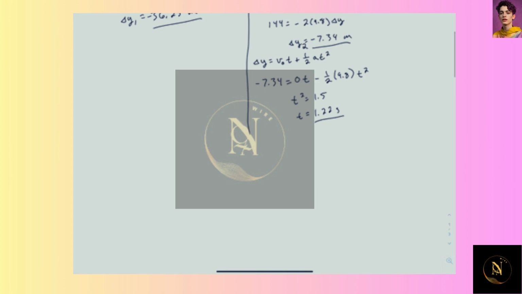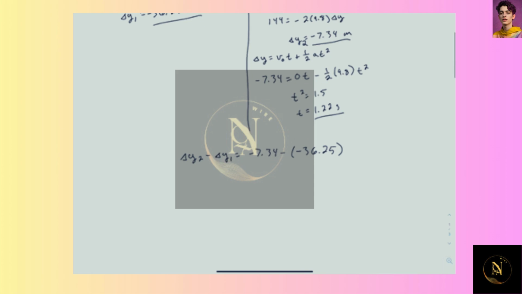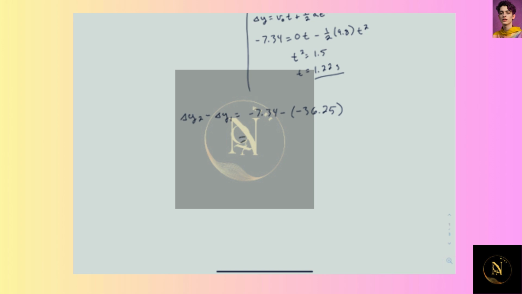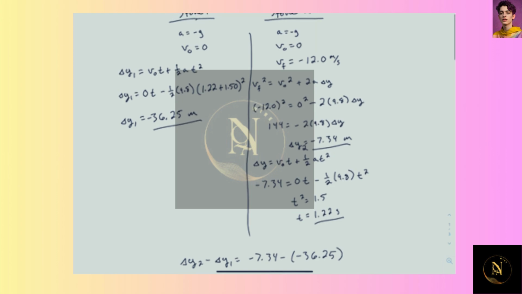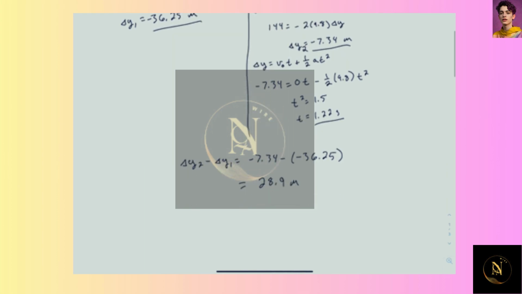So if we want to find how much they're separated by, we can do delta y2 minus delta y1, which is minus 7.34 minus negative 36.25. You could also deal with positive numbers and you get the same result, but I like to be consistent with signs. And so here we get 28.9 meters for the separation of the two stones, and that's when the velocity of stone 2 is 12 meters per second. This is how far they're separated by.